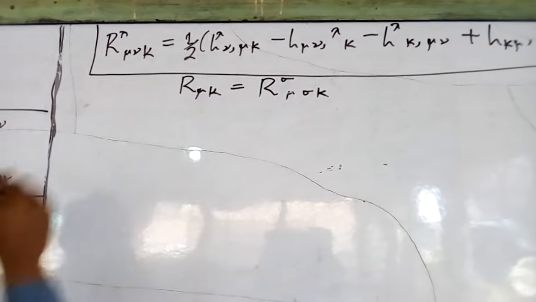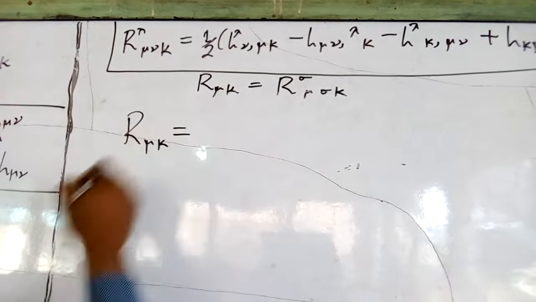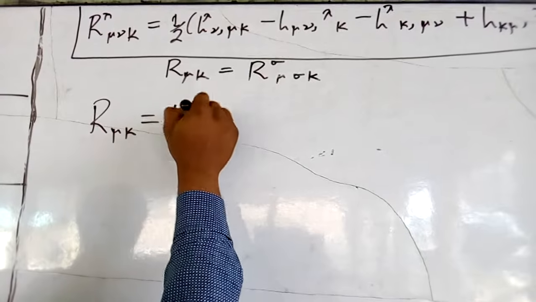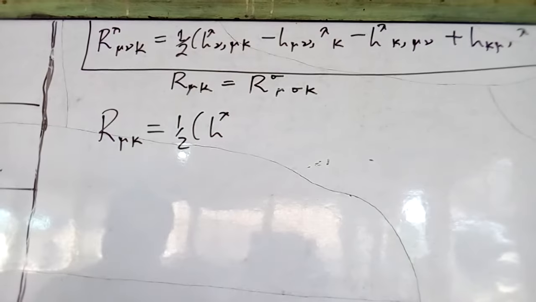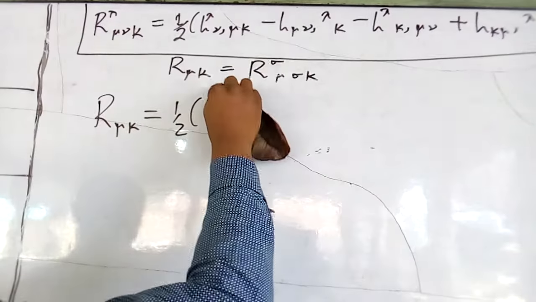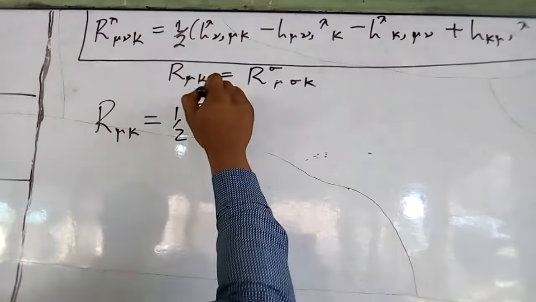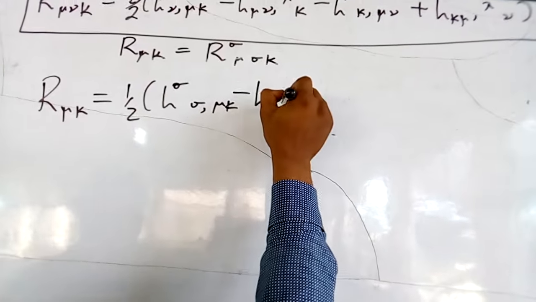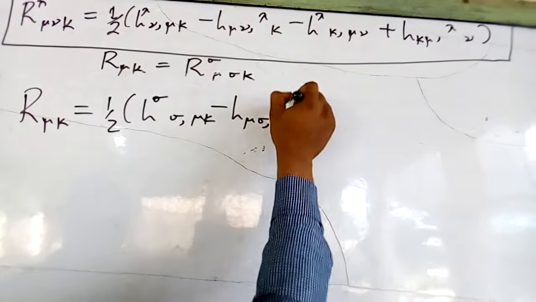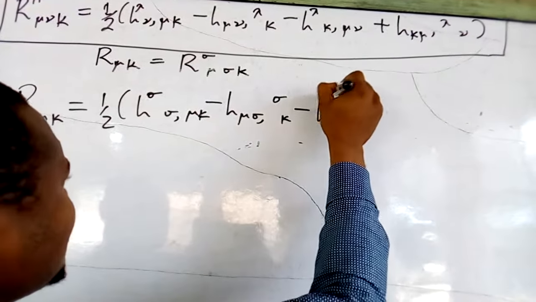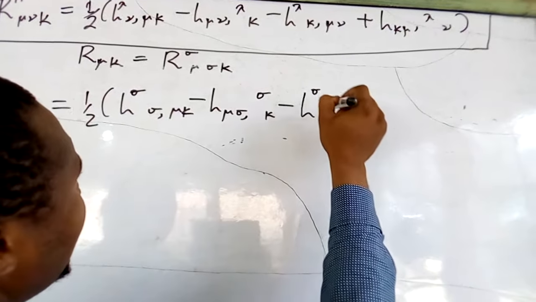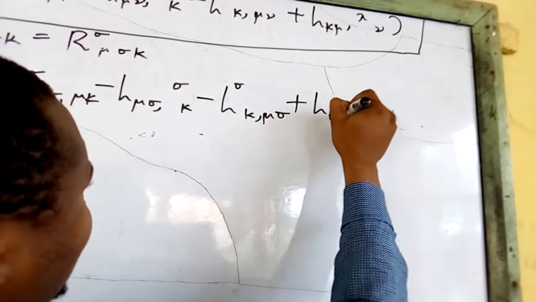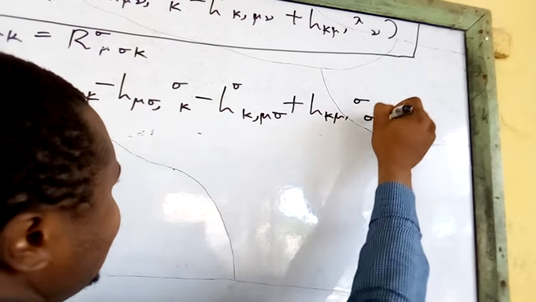So directly from here, I could simply say that R_{μκ} is equal to, so I'm going to contract λ and ν, and this is going to give me 1/2 of h^σ_{ μκ,σ}. I said λ and ν, right? So I'm contracting λ and ν. This is going to give me, let me use σ, comma μκ, minus here h_{μσ,}^{σ}_{κ}, minus h_{σκ,μ}^{σ}, plus here h_{κμ,σ}^{σ}.